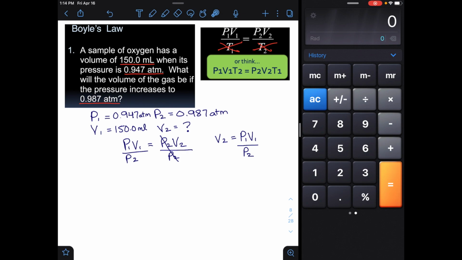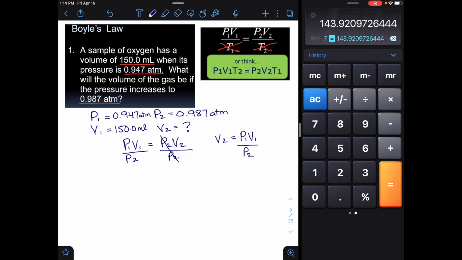So when you're working with these, I suggest you don't rewrite them. Some people like to rewrite them. I think this is enough, but if you choose to rewrite them, that's up to you. So I put it right into my calculator: 0.947 times 150. And you can put the 0.0 or not. You're kind of wasting your time if you do. It's more for sig figs, which I'll show you in a second, divided by 0.987 equals, of course, this big long number.